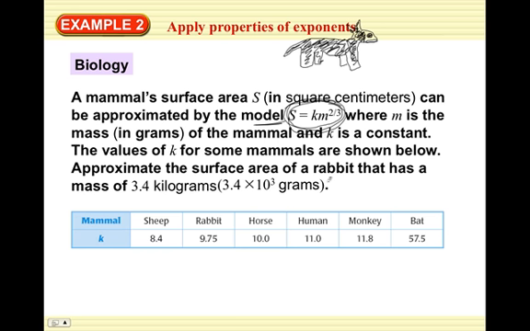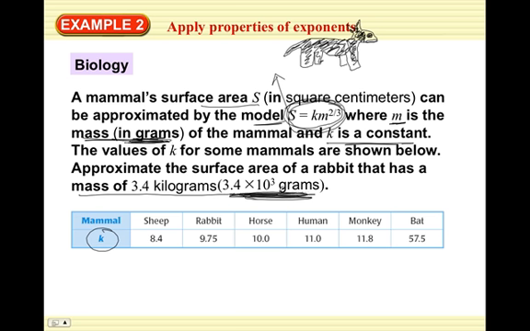Now, what does it want? What does S mean? The surface area S, so that's how much surface area there is. What does K mean? It can be approximated by the model where M is the mass in grams. Okay, how much mass there is of this mammal. And K is just some constant. So it tells you all the values of K down here. Approximate the surface area of a rabbit that has a mass of 3.4 kilograms or this many grams. So it says mass has to be in grams.